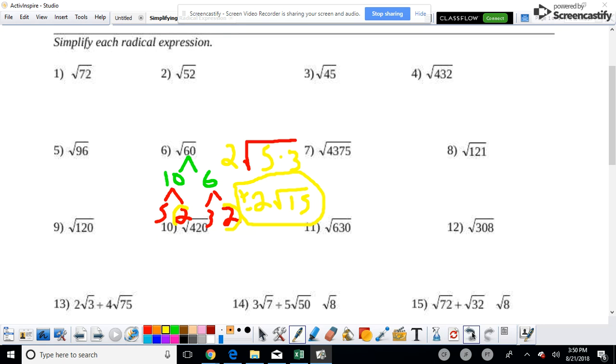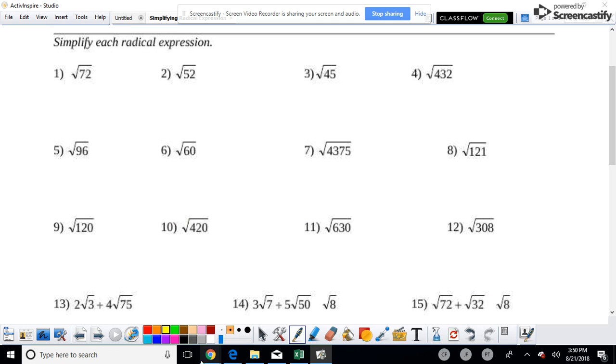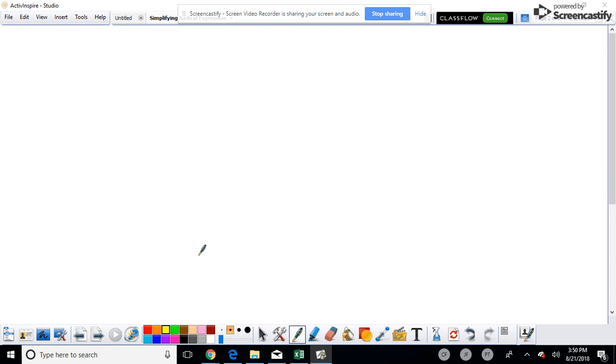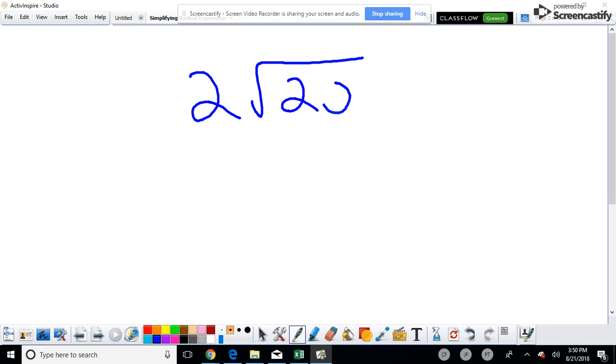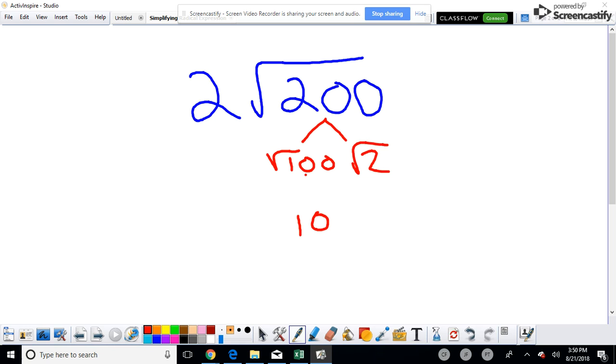All right, so what if you get some funky problem like this? Say you've got a number that's already outside. Say you got 2 radical 200. All right, what do you do on that? Well, you do the exact same thing. Let's just break down this. Let's do this 100 times 2. And I know that this becomes 10 because I know the square root of 100. Can't break that down, so it stays.